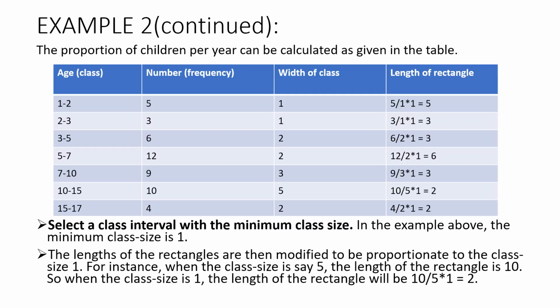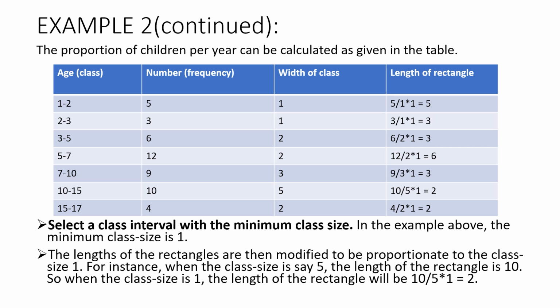Let us make the frequency distribution table for making the histogram. Now what you do is make this table. First is the classes, which over here signifies age, then the frequency, then the width of the class and the length of the rectangle.